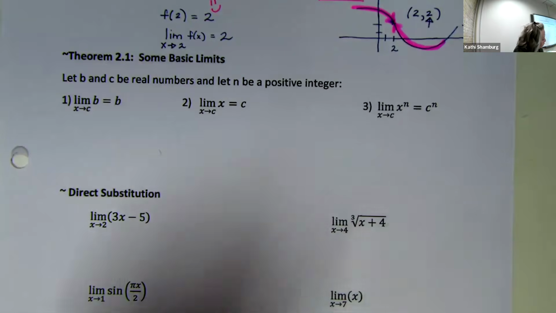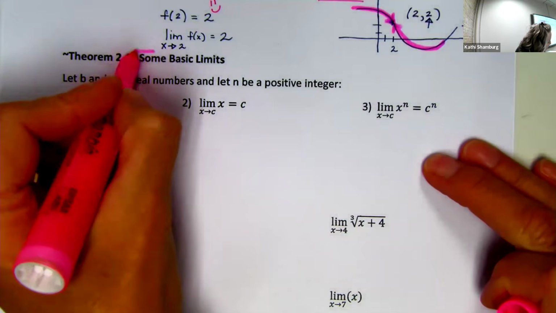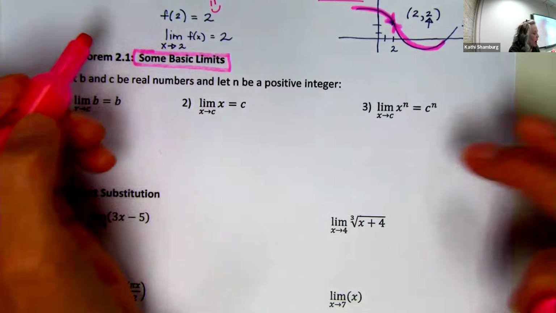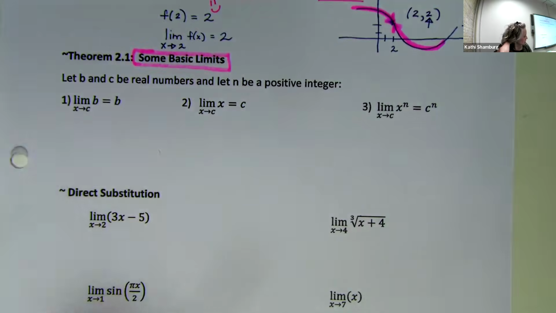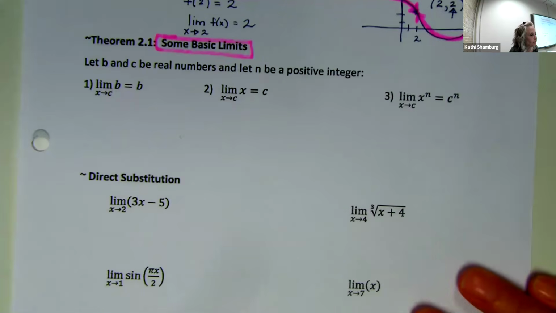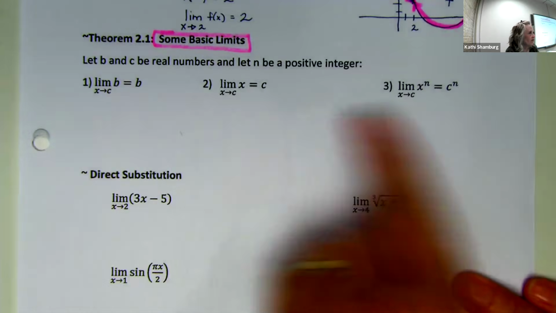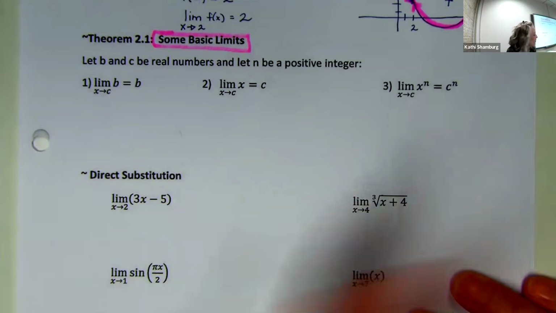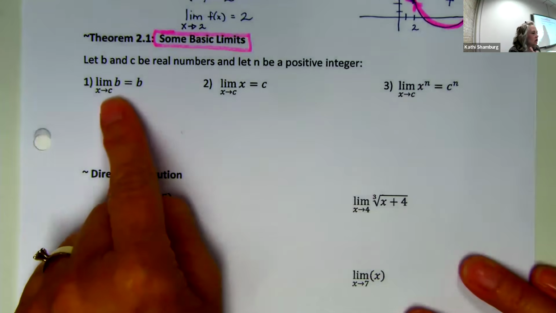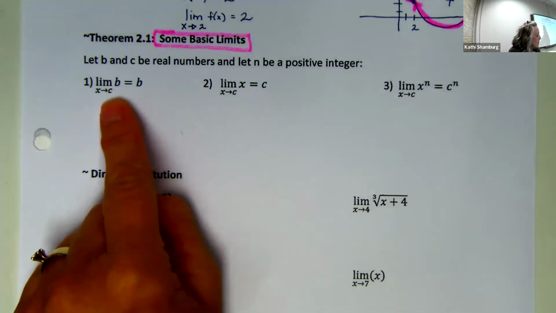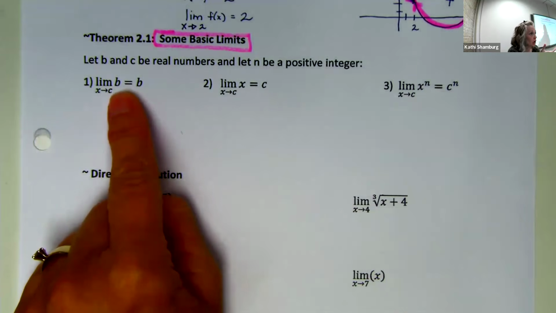All right. Then we're going to get into some consistent and basic limit properties or rules. And I'm going to give you some examples. These are the general forms, but you have to understand what the general form is asking. C is just some number. B is just some number.